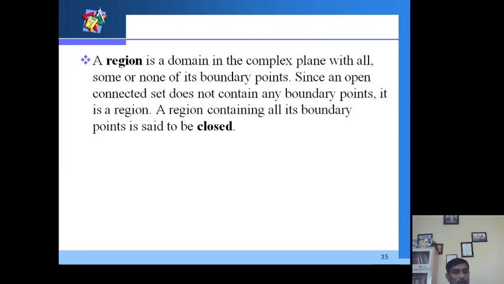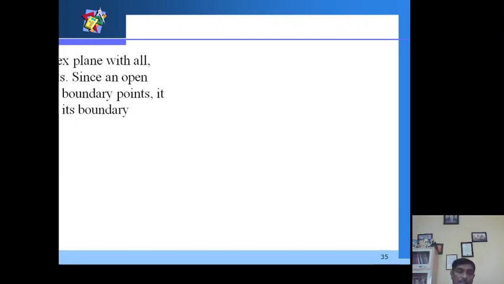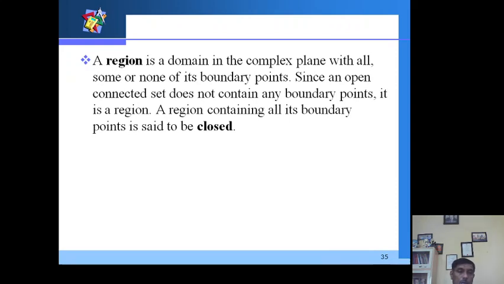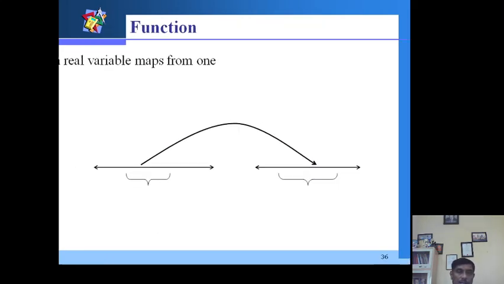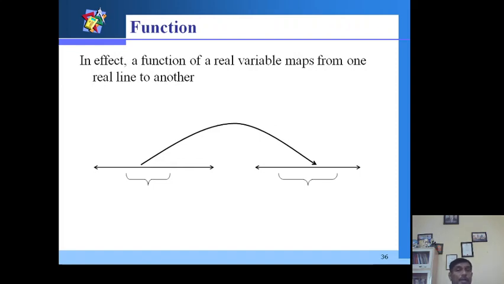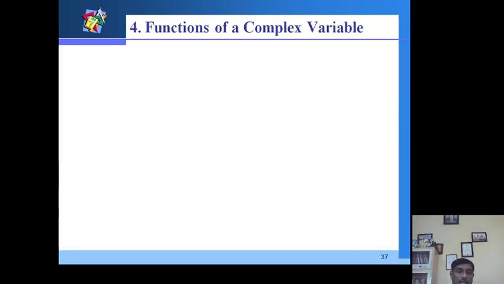A region is a domain in the complex plane with all, some, or none of its boundary points. Since an open connected set does not contain any boundary point, it is a region. A region containing all its boundary points is said to be closed. I already mentioned previously that if the boundary points are included, then we say that it is closed. You can see here the function. In effect, a function of a real variable maps from one real line to another real line.